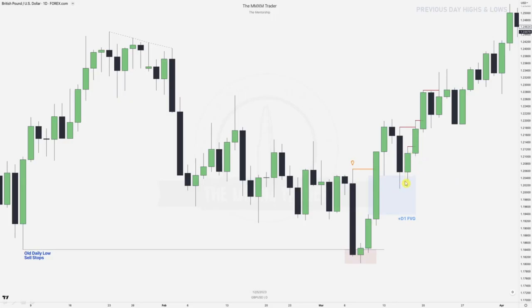So this low didn't get raided. We have an inside bar over here. So continuing up, taking out buy stops over here, taking out buy stops, previous daily high over here, and again we've got this one over here.